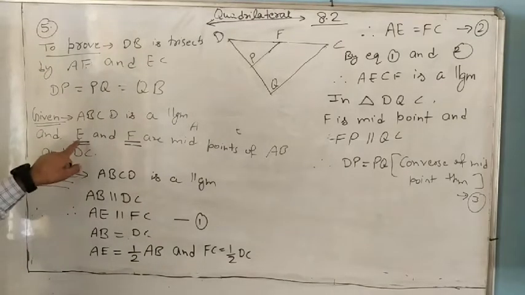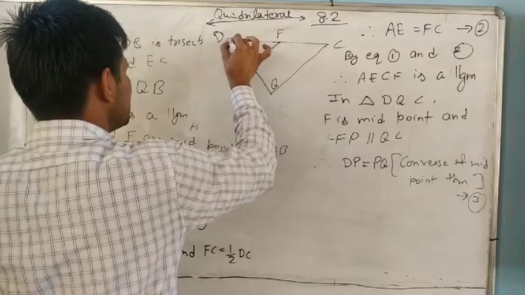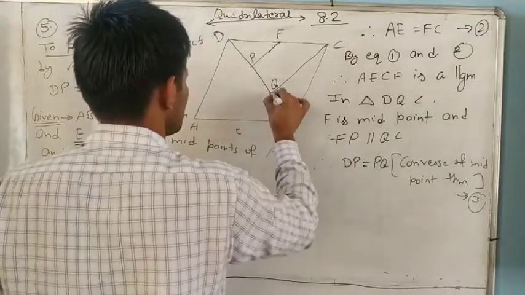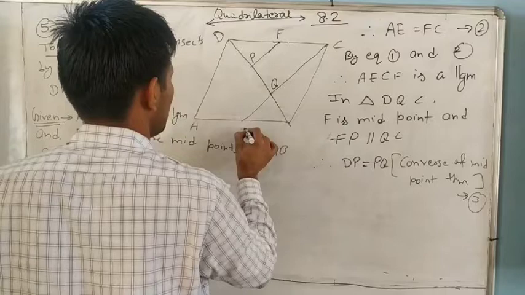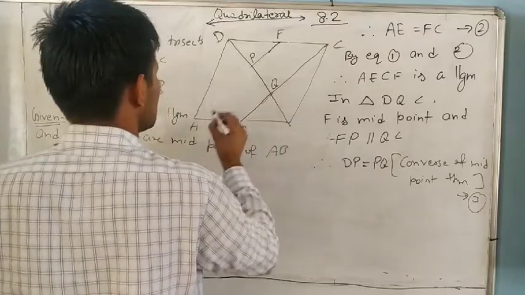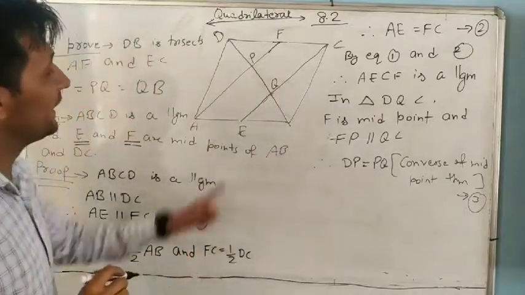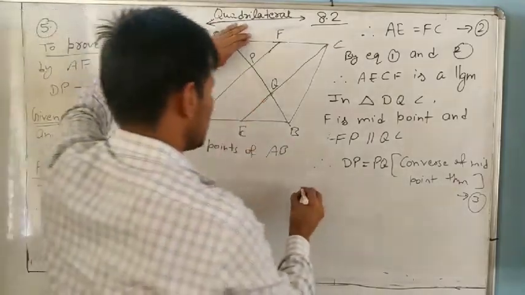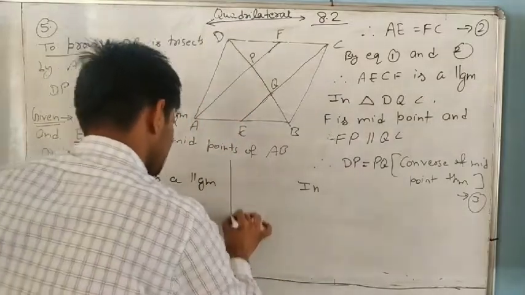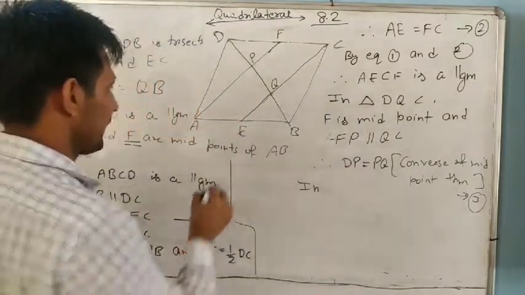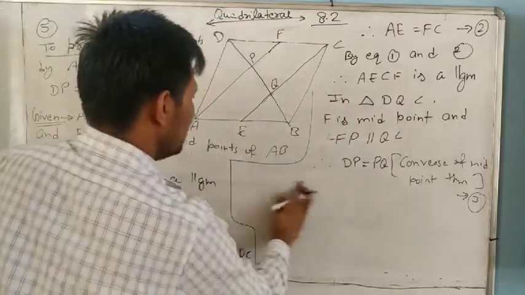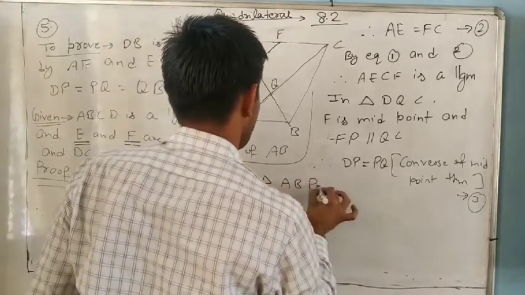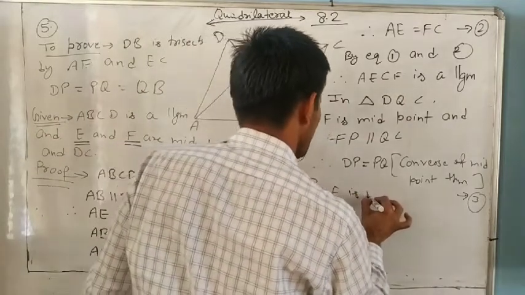Same as it is. Now we will take a triangle in which E is the midpoint. It is point E. So write, in triangle ABP, E is the midpoint.